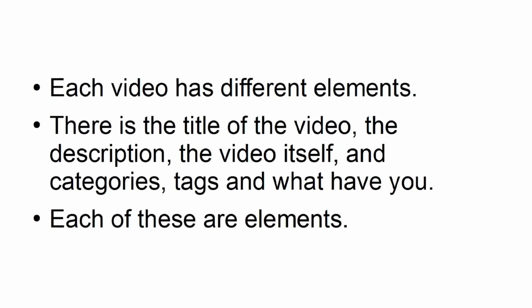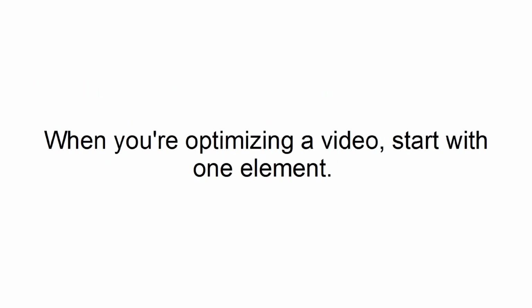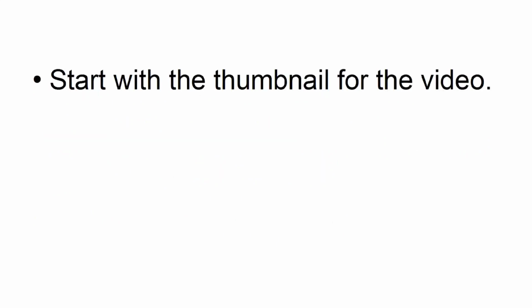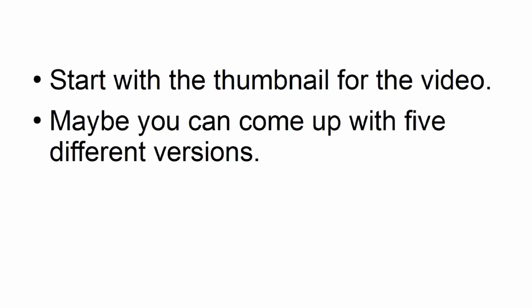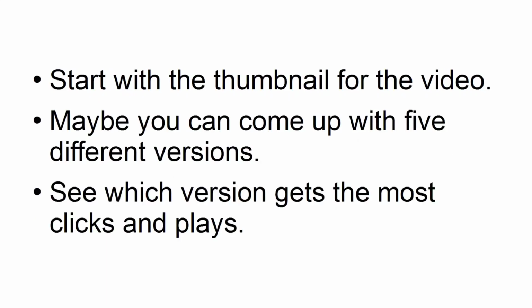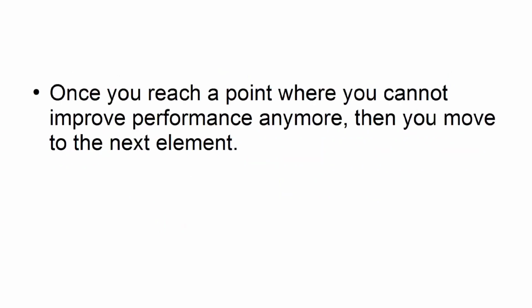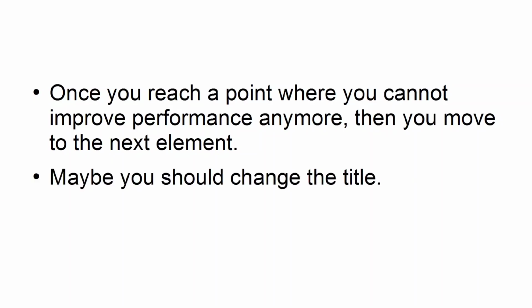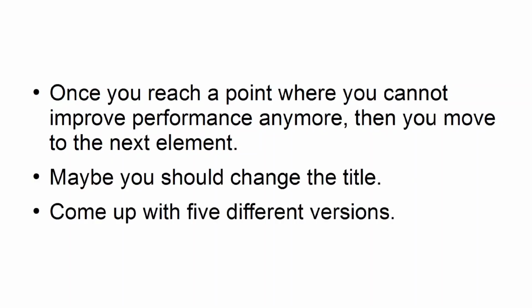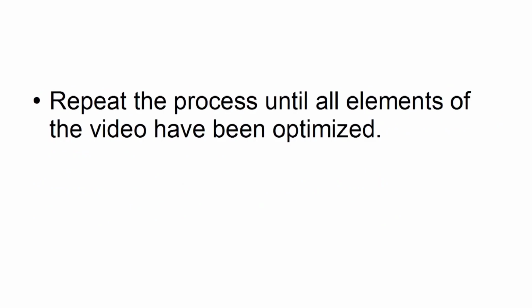Each of these are elements. When you're optimizing a video, start with one element. For example, start with the thumbnail for the video. Maybe you can come up with 5 different versions. See which version gets the most clicks and plays. Come up with more versions of that successful thumbnail and see if you can improve the click-through. Once you reach a point where you cannot improve performance anymore, then you move to the next element. Maybe you should change the title. Come up with 5 different versions. Repeat the process until all elements of the video have been optimized.